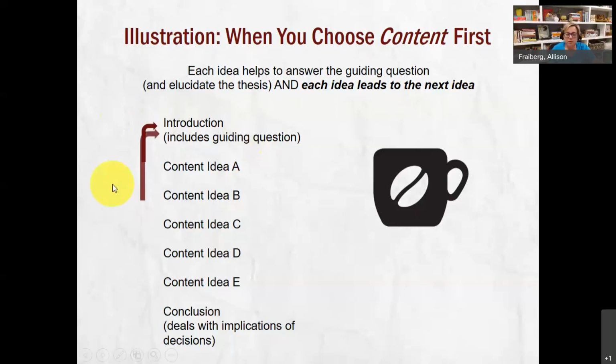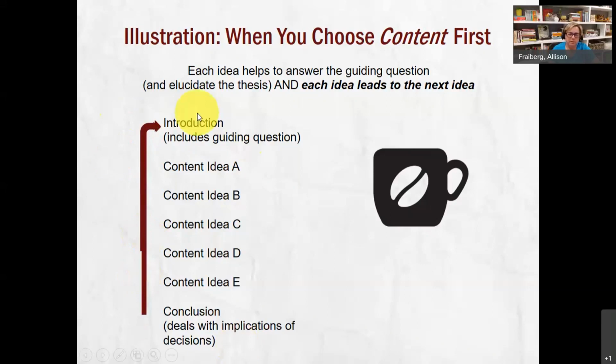And yeah, you know, content idea A, content idea B, C, D, and E, and that's completely arbitrary here. It could have been F, G, H, whatever. They all help to elucidate the guiding question. They help to answer it. They speak to it in some way. Conclusion as well, because notice here the conclusion kind of deals with implications. It doesn't just repeat.